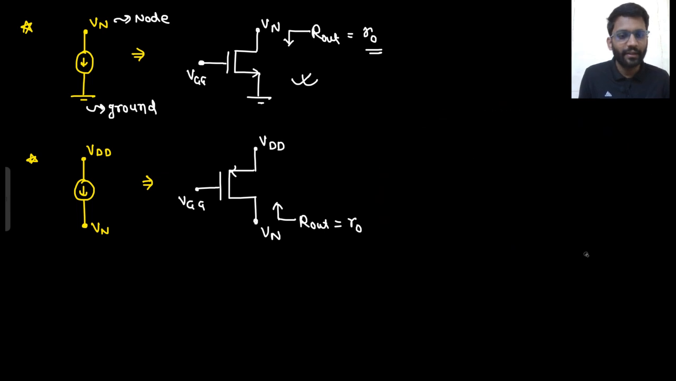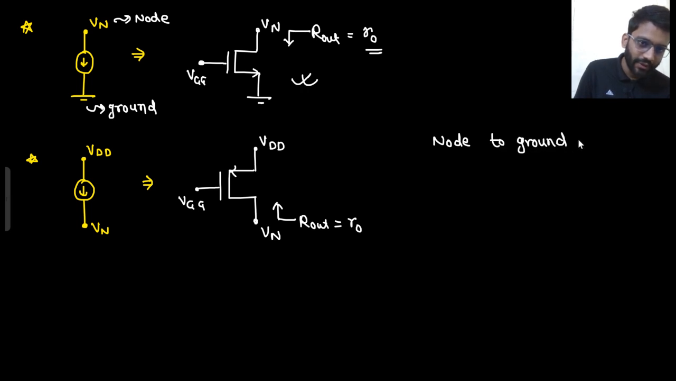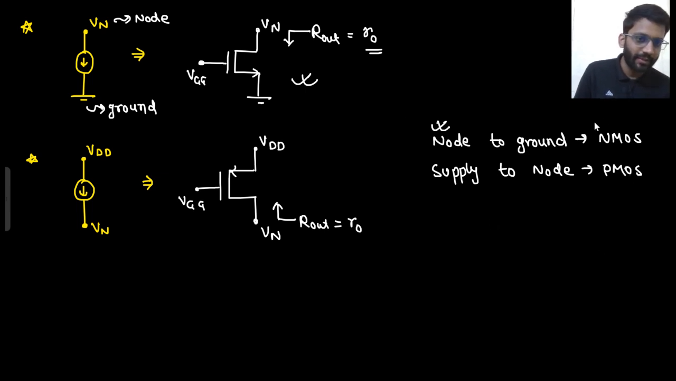So you have made a current source using MOS. So what I will write: from node to ground, if you are going from node to ground, that means you will use NMOS. If you are going from supply to node, you will use PMOS. If I am starting from a node and going towards ground, I will use NMOS. If I am going from supply to node, I will use PMOS.